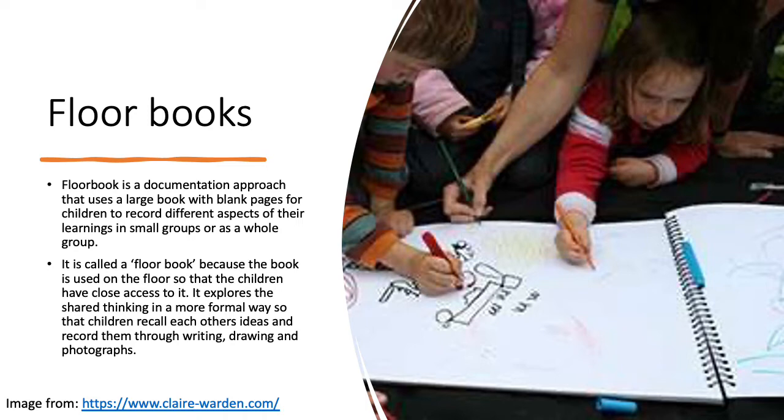Sometimes people are using sheets of big butcher's paper that they then put together. The idea is that the children are able to record aspects of their learning in small groups and sometimes as a whole group. Now, we call it a floor book because it's actually on the floor. It's at child level. It's built on a format that the children can have access to it, but it's also a way that they can then refer to it at different points along in their journey.